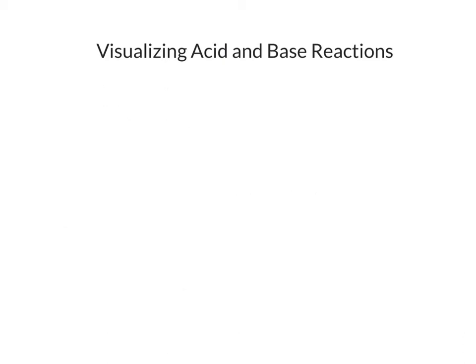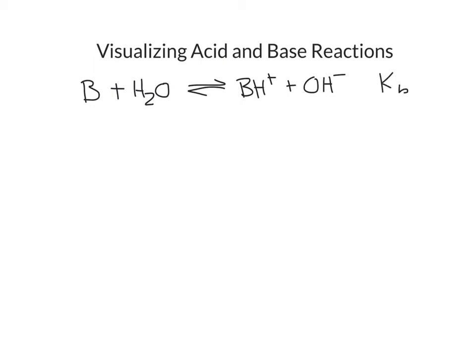Recall that a base, which I'll just designate as B, in aqueous solution can accept a proton to become BH plus and form OH minus in solution. So the definition of a base is something that produces OH minus in solution or accepts a proton. This reaction, as for the acid ionization reaction, occurs in both directions and has an equilibrium constant equal to Kb and is called the base hydrolysis reaction.